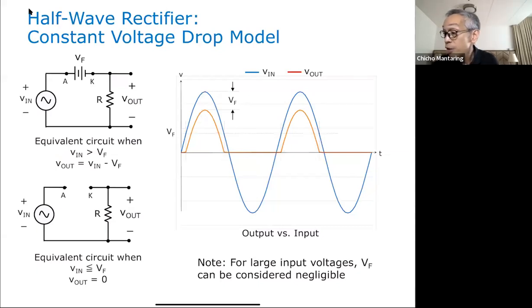Yung blue yun yung input. So the difference between my peak is VF, okay, and the output starts becoming greater than zero at the value Vin equal to VF. No? That's when the output starts becoming greater than zero. Now, everywhere else, ito yung equivalent circuit ko, and this happens when Vin is less than VF, my output is equal to zero. Are there any questions? Okay. I think that's pretty straightforward.